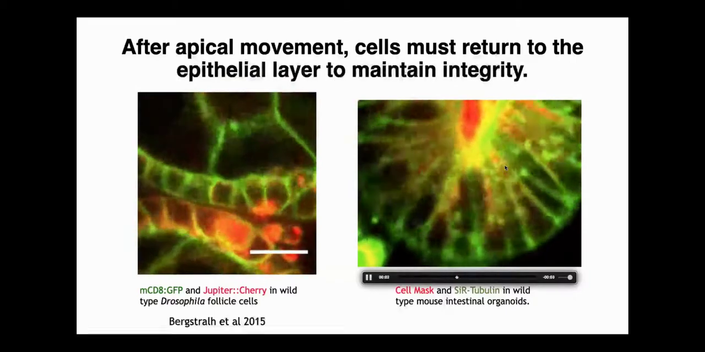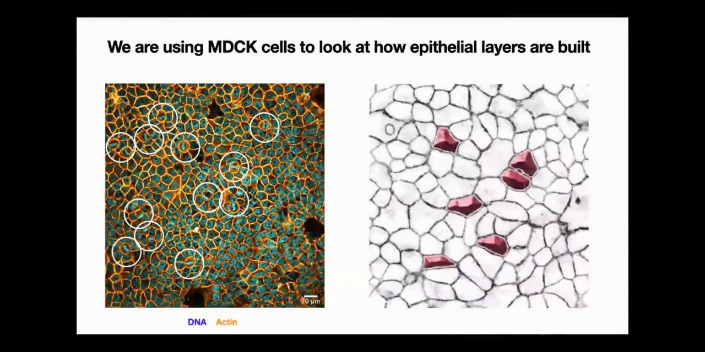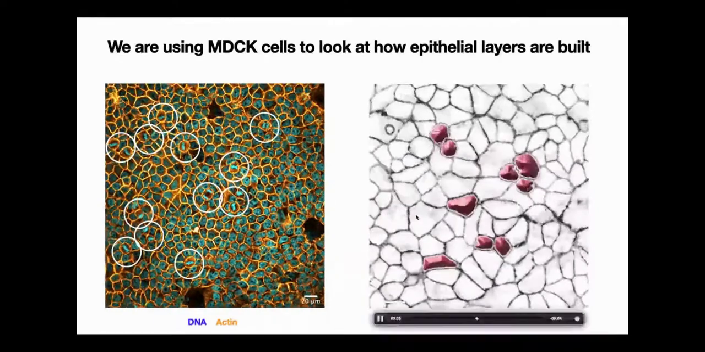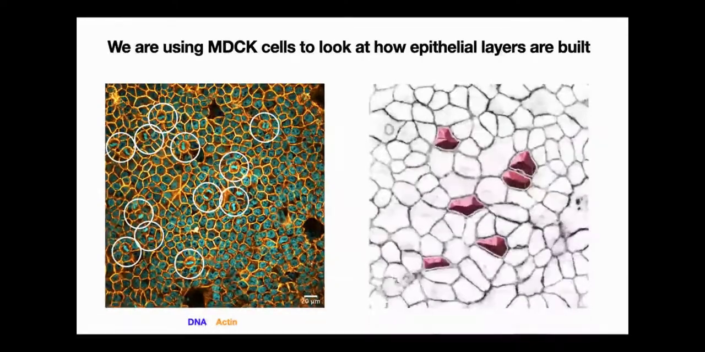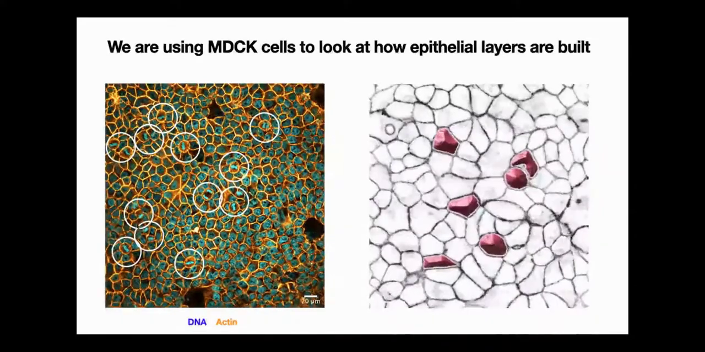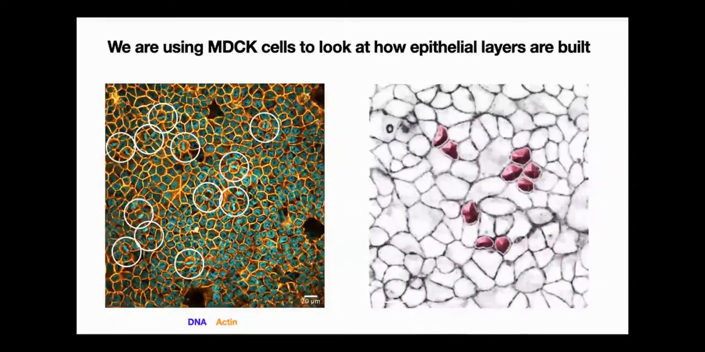So we are using MDCK cells that form monolayers to look at how epithelial layers are built. MDCK cells are derived from a dog kidney, and as you can see from this fixed imaging and from the movie, which I'll play, here we go, the sheets of the cells undergo many divisions even when the tissue already looks pretty packed. So this looks pretty regular, but you can see here highlighted many, many cell divisions. And this is all happening without these other cells being compromised.